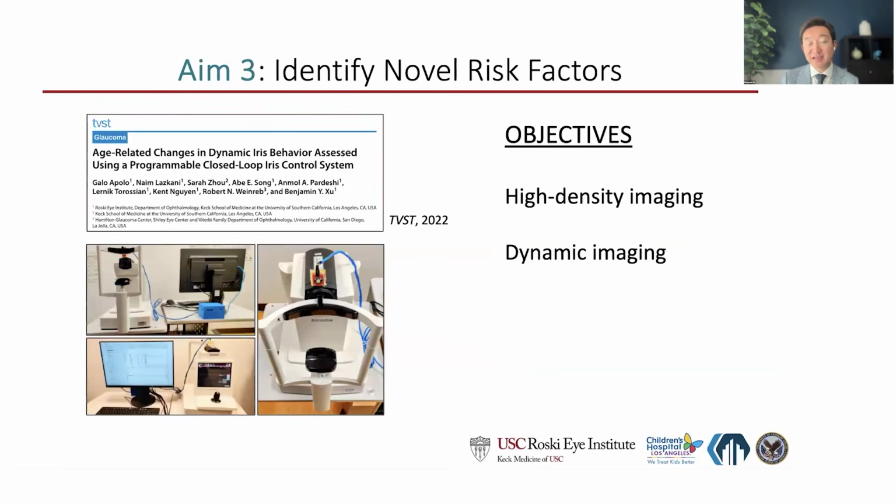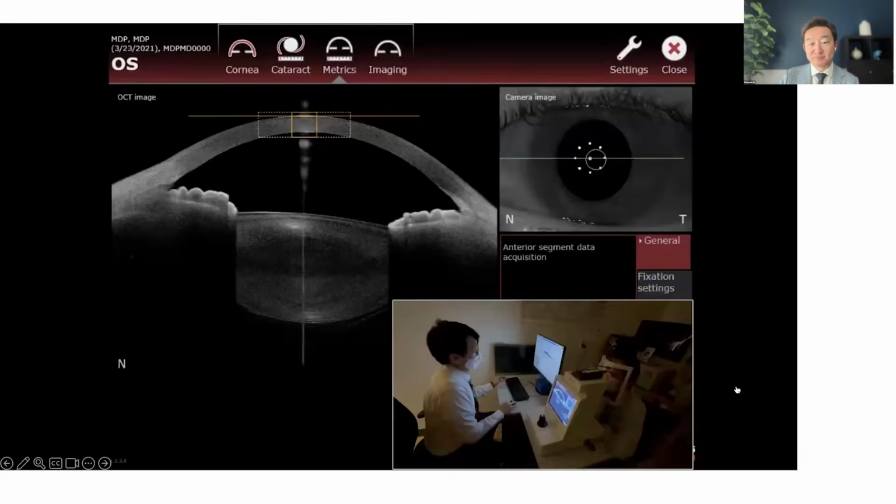And finally, we also know that we don't have great tools for identifying patients who are at high risk for acute angle closure. And even our ability to predict the progression from PACS to PAC is somewhat limited. And so in the third aim, we are leveraging a unique device that we developed that can dynamically modulate the activity of the iris in order to understand the role of these dynamic changes as risk factors in angle closure.